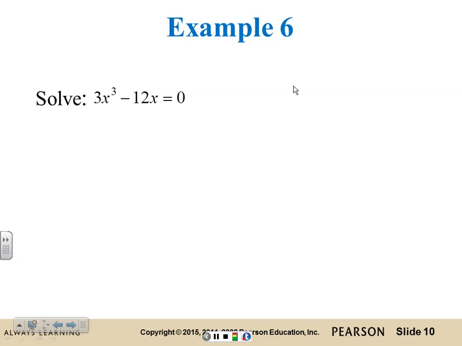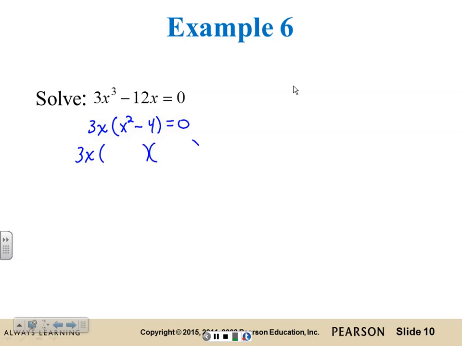Well, the only pattern I could have is the sum or difference of two cubes or squares, and I can't take the square root or the cube root of either one of these. But there is a 3x in common, so I'm going to take that out. If I take a 3x out of 3x cubed, I'm going to get x squared. Minus, and if I divide a 3x out of 12x, I'm going to get 4. Now look at this. Inside, x squared minus 4, that's the difference of two squares. So it's going to have to factor again.